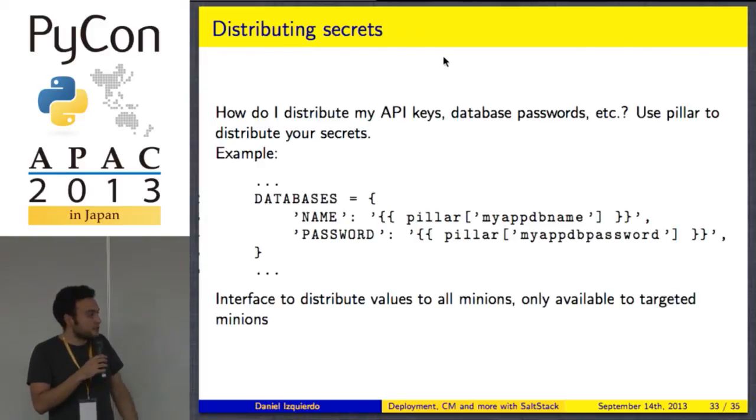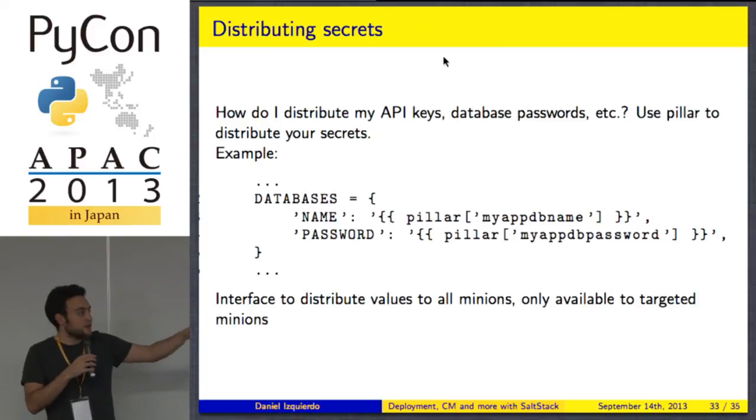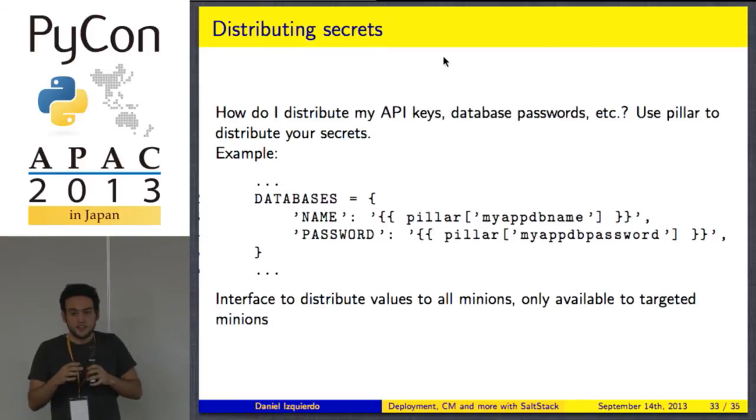Yeah, this is an example. If I have a Django app, I could use a templated configuration file and use Pillar to bring in my secret data, like my database name and password, and then that will only be available on the machines that I need it to be.